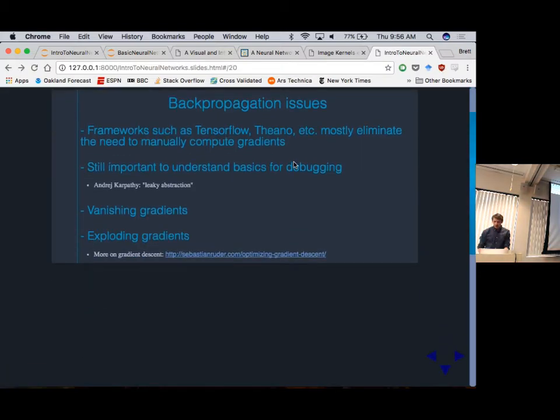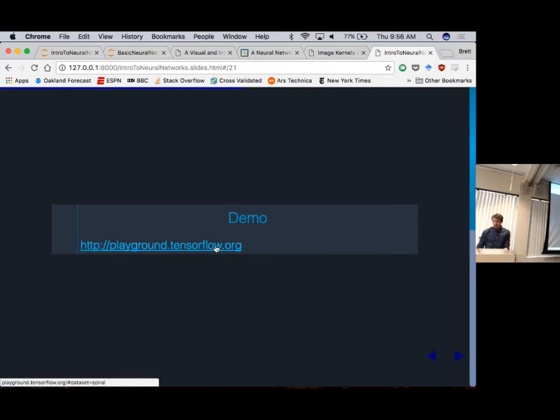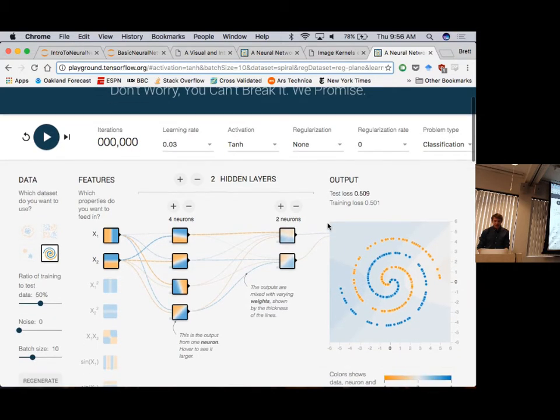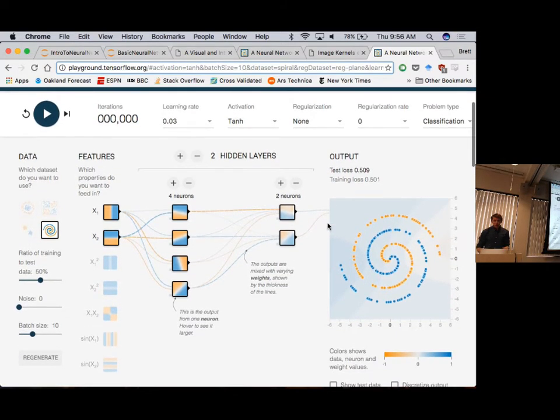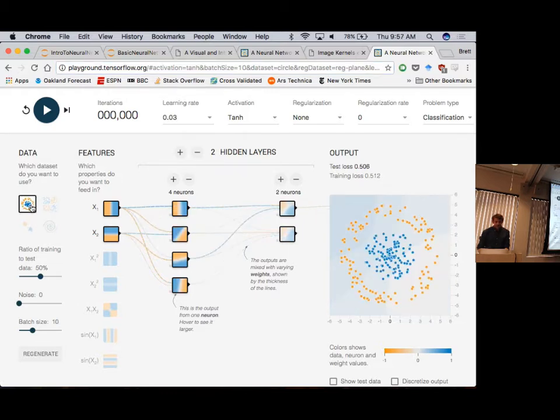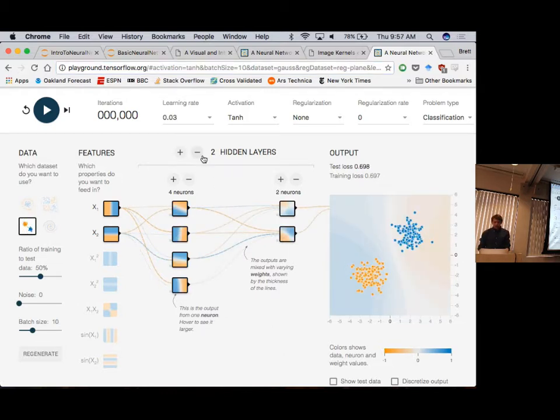Okay, so the only other thing, I guess we have about 5 more minutes. If people want to go to the playground.tensorflow.org site, I think this site is really, really cool. It's basically just a little toy neural network that we can configure from scratch ourselves and try out different data sets. So you guys go ahead and go there.